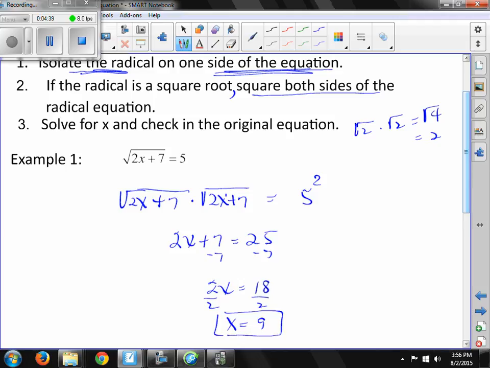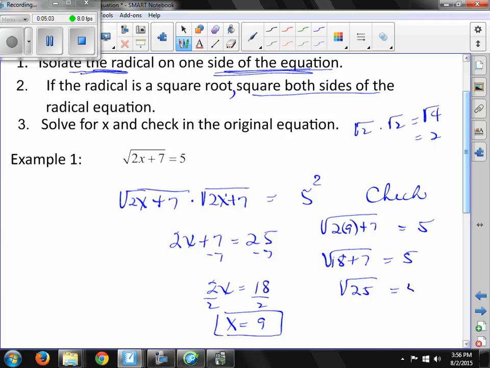You have to check it back into the original because sometimes you'll introduce extraneous roots. The square root of 2 times 9 plus 7 is equal to 5. This is my check. So I have the square root of 18 plus 7 is equal to 5. We know that 18 plus 7 would give us the square root of 25 is equal to 5, or I'll have 5 is equal to 5, so this does check. And this is my solution, x equals 9.